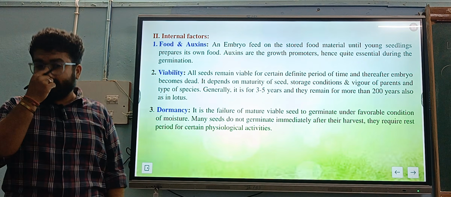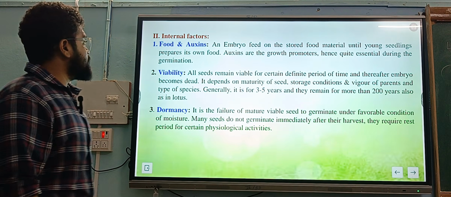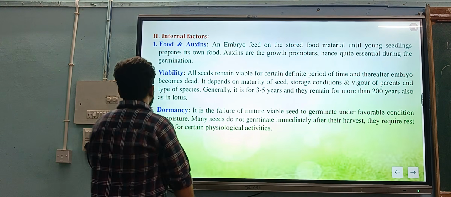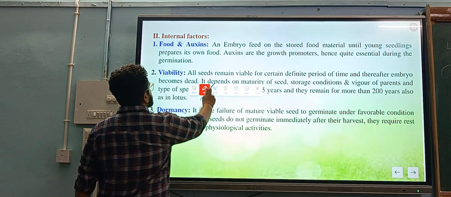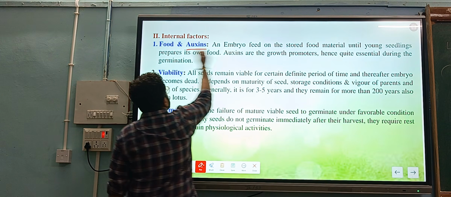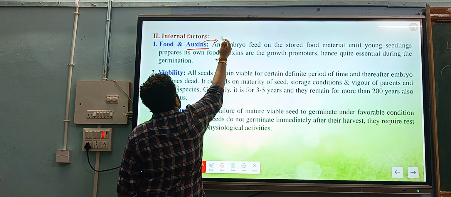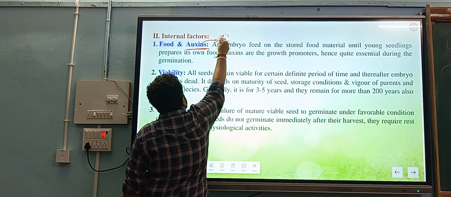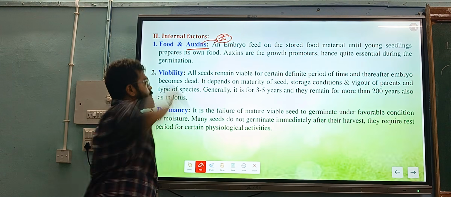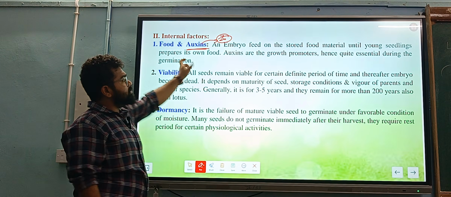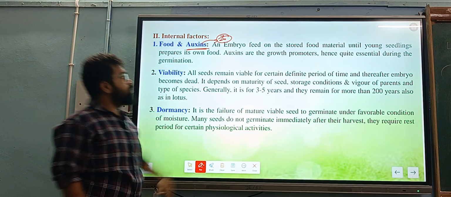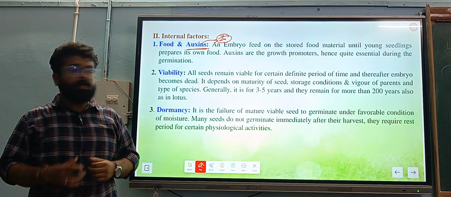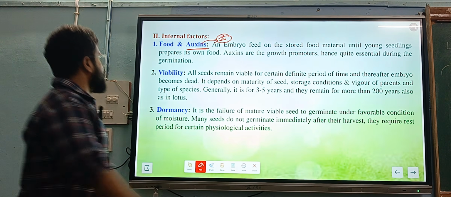The internal factors that decide the germination of the seed are growth metabolic factors such as food or auxins. Auxin is a derivative of an amino acid. Zinc plays a very important role in the availability of auxin. So food and auxins: the embryo feeds on the stored food material and the young seedling prepares its own food, and auxins are growth promoters, hence quite essential for germination.